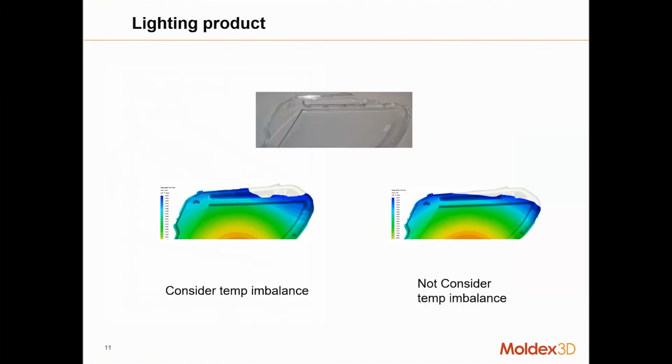And this is a lens product, considered with and without the temperature imbalance. So when we don't consider the temperature imbalance, you see the melt front is quite flat. And so this is not representing the actual case. The actual case is on the top figures. So you see that the melt fronts on the right-hand edge and left-hand edge actually flow faster. So when we consider the temperature imbalance, the melt front on the edge will flow faster, and we can capture this kind of behavior.